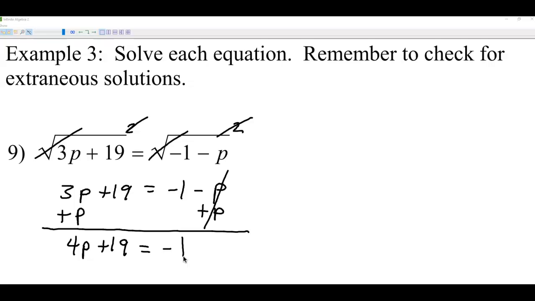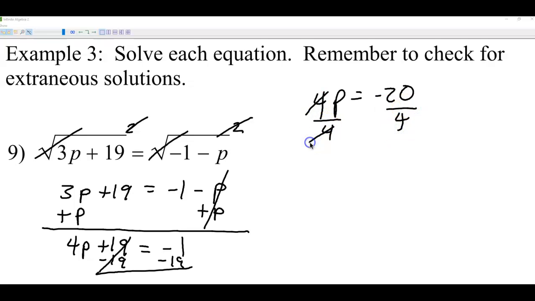And now it's a two-step equation, right? So you subtract the 19. And last step. Denise, what do I need to do next? Check it. Let's check it.